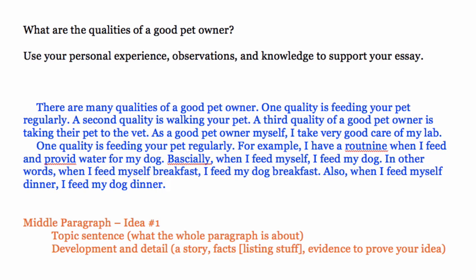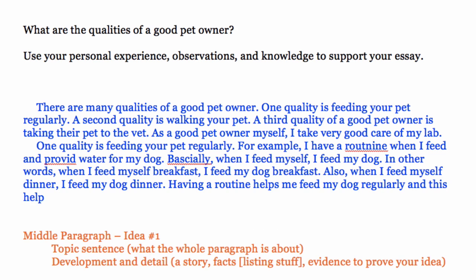Having a routine helps me to feed my dog on a regular basis, and this makes me a good pet owner. Done. That's it. There's your middle paragraph. Okay, I got a couple of little errors here. No problem. I'll fix those quickly.